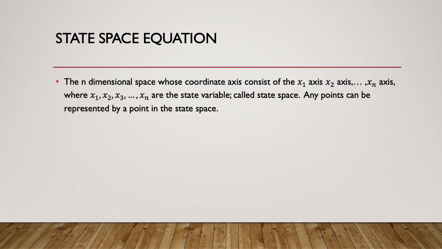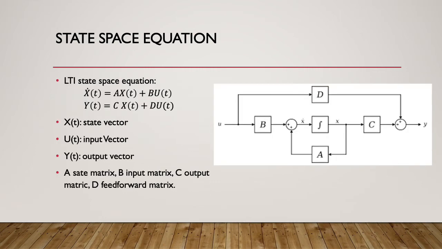Any point can be represented by a point in the space. The standard form of an LTI system in state space is this, where we have a differential equation of state: x dot equals Ax plus Bu, where A is the state matrix, B the input matrix, C the output matrix, and D the feedforward matrix, and y equals Cx(t) plus Du. The block diagram representation of the state space equation is like this.